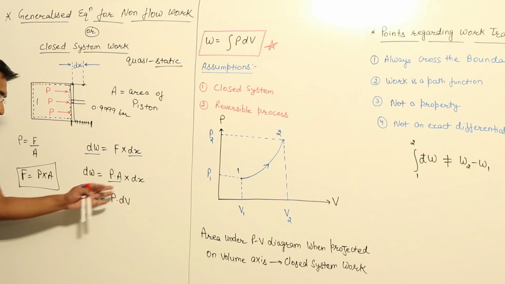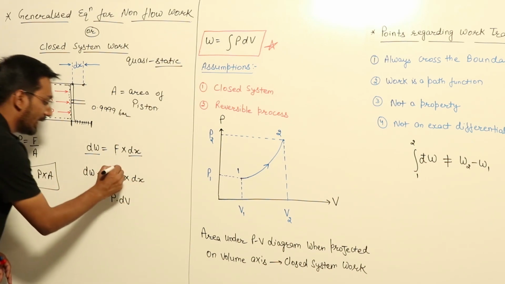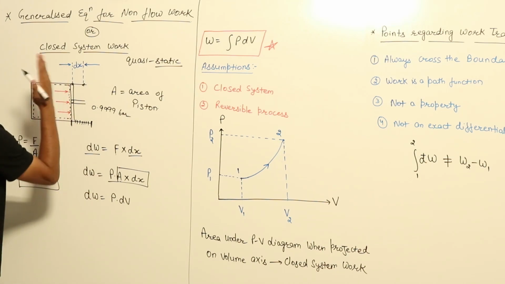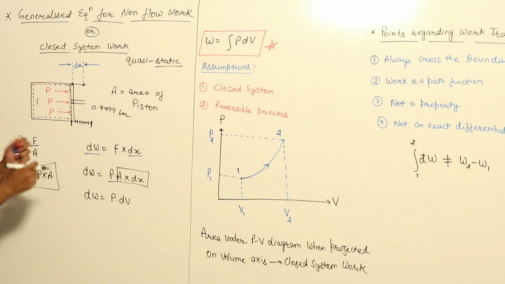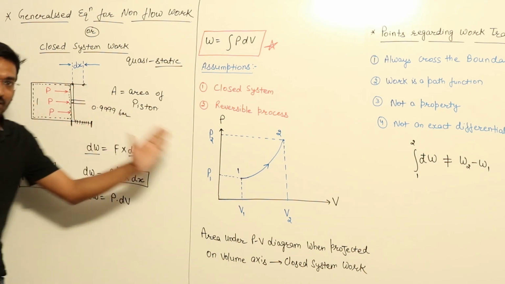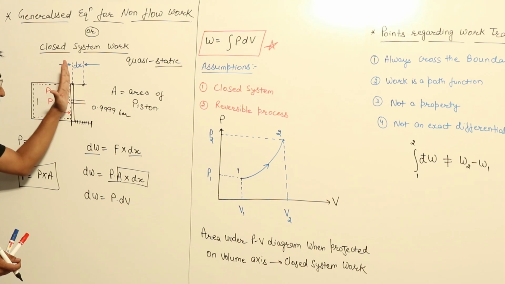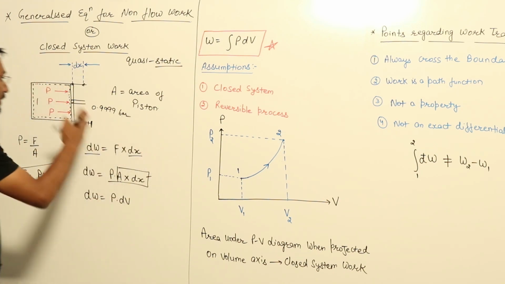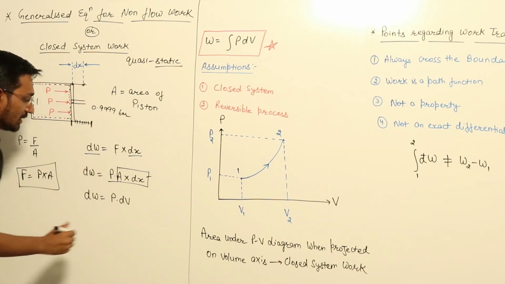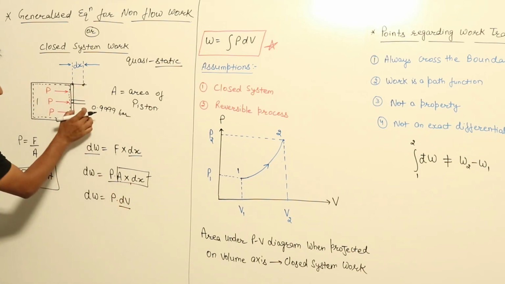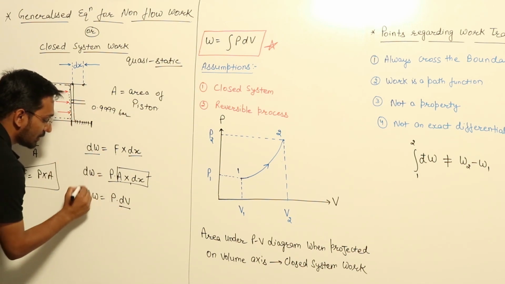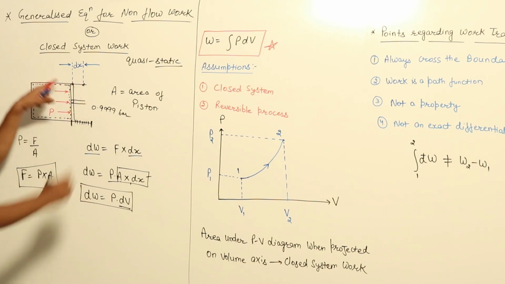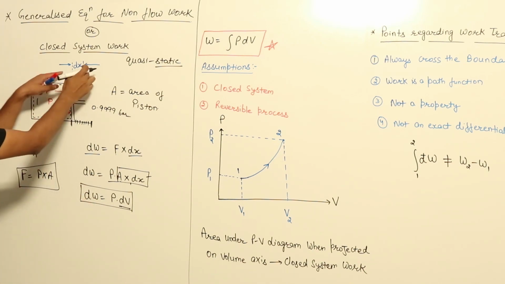Force is equal to pressure times area, and area times distance is area times dx. This is the area of the piston and its displacement; the displacement is the volume swept by the piston. When the piston moves from this point to this point, this much volume it sweeps in this direction. So I am writing this volume as dV. So dW is equal to P into dV. This is the work done by the system on the surroundings when the piston moves a distance dx.